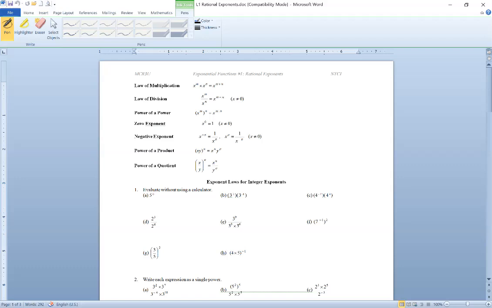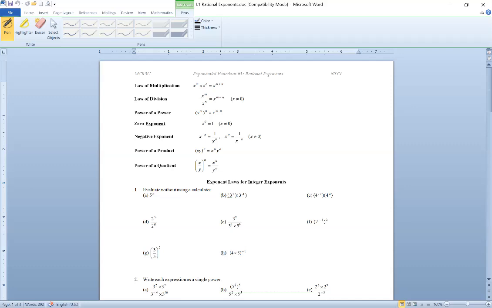Negative exponents, of course, represent a fraction, a rational number. So it's 1 over x to the n. And finally, the power of a product and the power of a quotient. When we have a base that's being raised to an exponent, you can actually distribute it across the numerator and denominator, for example, the power of a quotient.